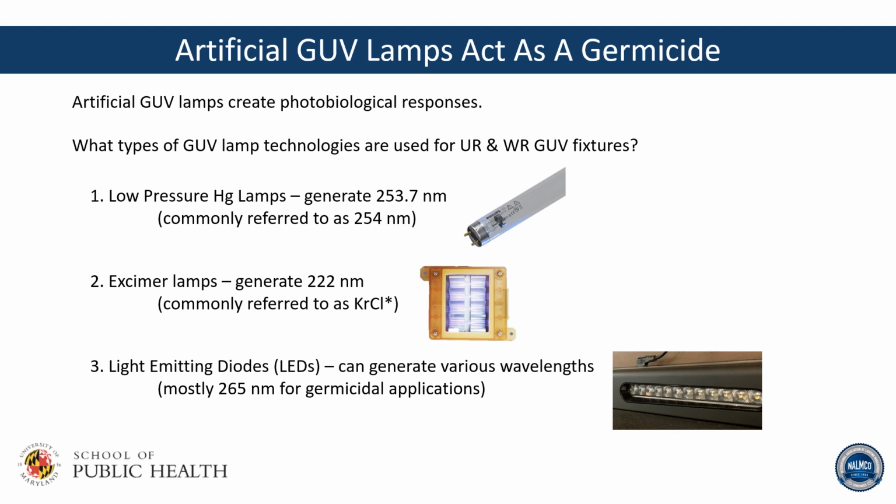So the most common types of GUV lamps used for upper room and whole room GUV fixtures are low pressure mercury lamps. They generate 253.7 nanometers, commonly referred to as 254 nanometers. Excimer lamps, which generate 222 nanometers, often referred to as krypton chloride lamps. And light-emitting diodes, LEDs, that can generate various wavelengths, but mostly the 265 nanometers is used for germicidal applications as LED.